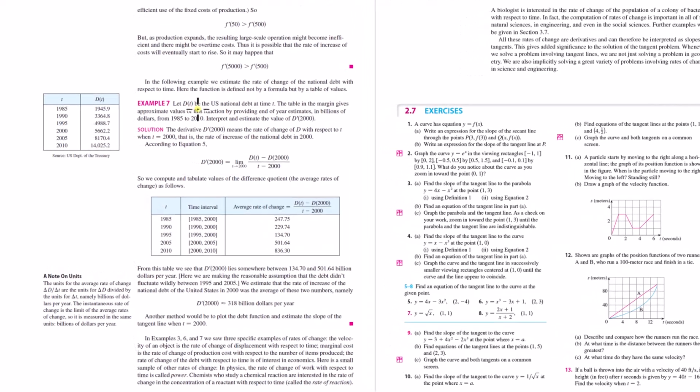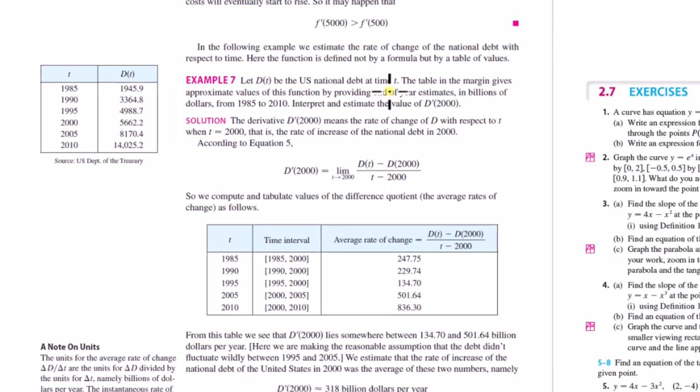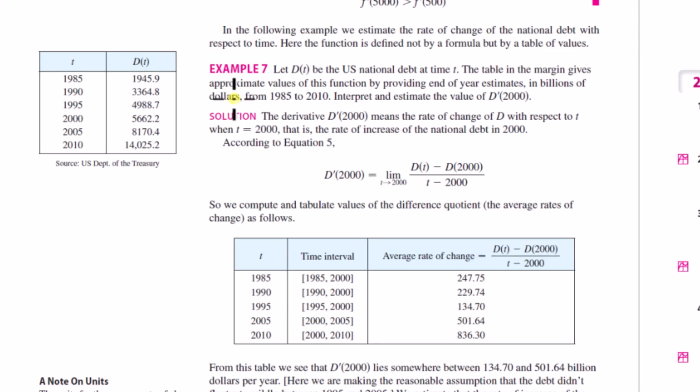Okay, let D of T be the U.S. national debt at time T. The table in the margin gives approximate values of this function by providing end-of-year estimates in billions of dollars from 1985 to 2010. Interpret and estimate the value of D prime of 2000. So yeah, you've got this table of data points here, these different years, time T, and for each year, the corresponding approximate value for the U.S. national debt at the end of that year in billions of dollars.